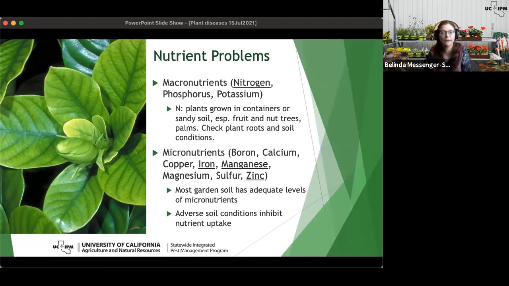Most garden soils, however, have enough of these micronutrients, but sometimes the conditions in the soil can inhibit the plant roots from taking them up. Before adding fertilizer, make sure that the soil is draining properly and the plant roots are healthy. The photo here shows iron deficiency, which is where you see yellowing leaves with dark green veins. Next slide, please.